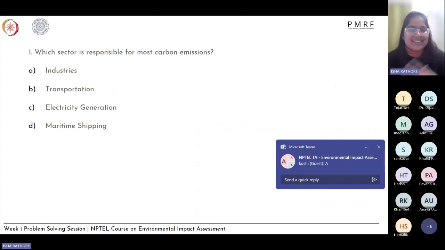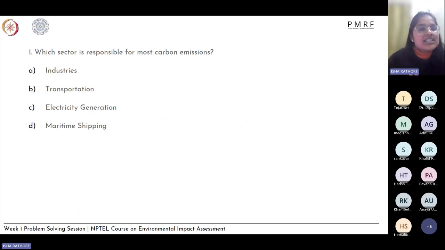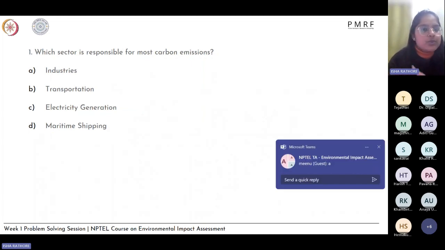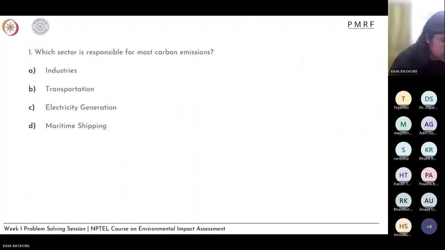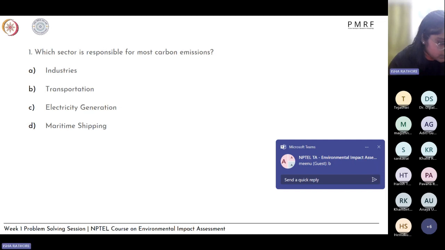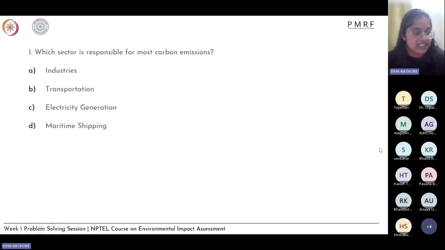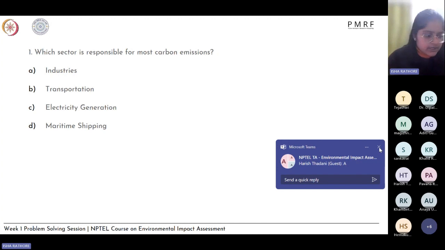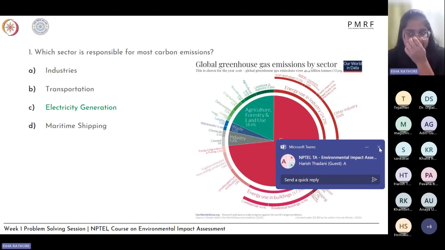"All" is not an answer. We are asking which sector has the most carbon emissions. We know all of these sectors contribute to carbon emissions, but which sector contributes the most? So a lot of A's we are getting. Okay, so this question is derived from a figure which was discussed in the air lecture. So the correct answer is C, which is electricity generation.